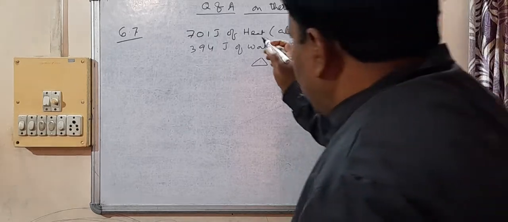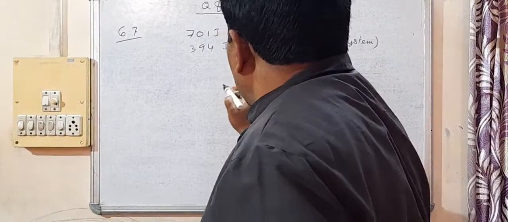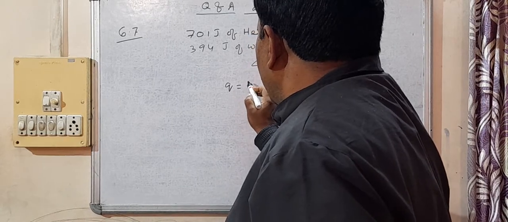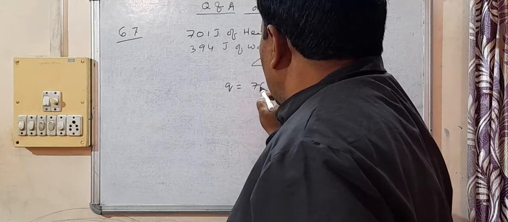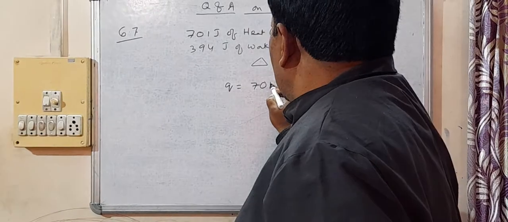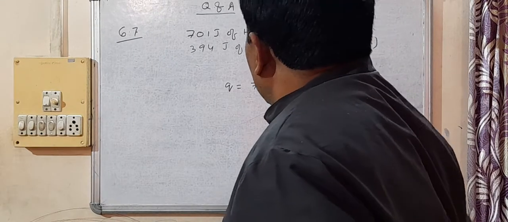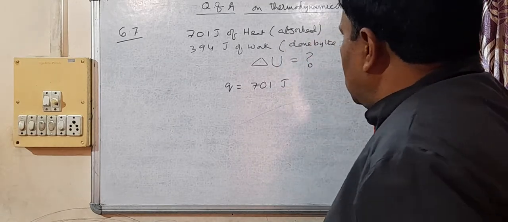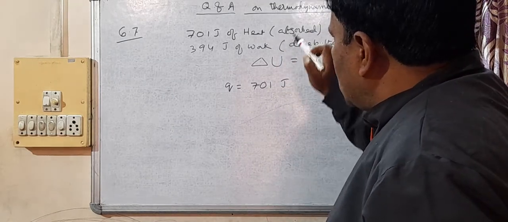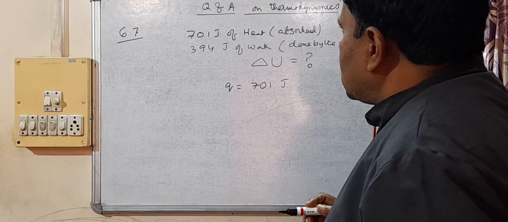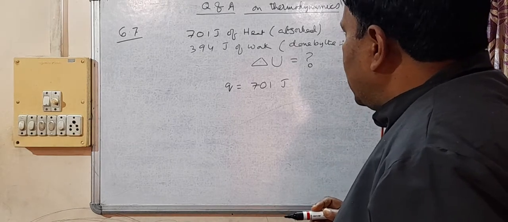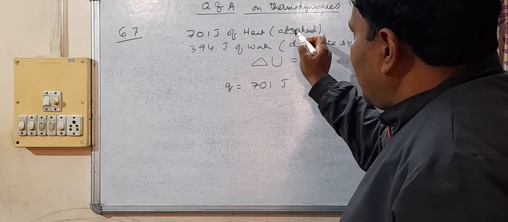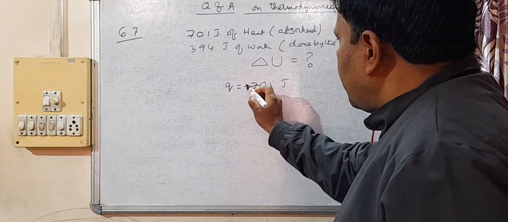So if we write this in symbolic form, Q equal to 701 joules, and according to sign convention we know that heat absorbed by the system is considered to be positive, heat released by the system is considered to be negative. Since it is absorbed, so it will be plus.